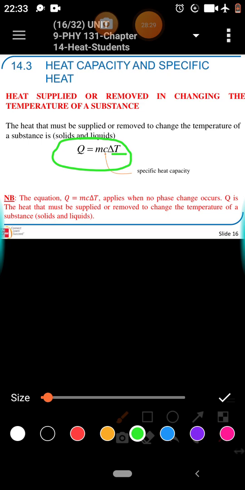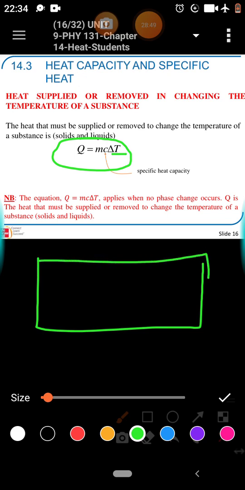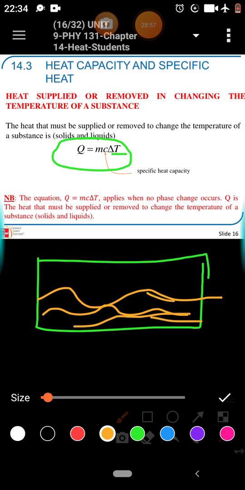Note that the equation Q = mc delta T applies when no phase change occurs. Maybe I may not complicate things by adding several mediums. So we talk of water, where heat must be supplied or removed through it, and the walls, say the walls are made of, I don't know, maybe copper.